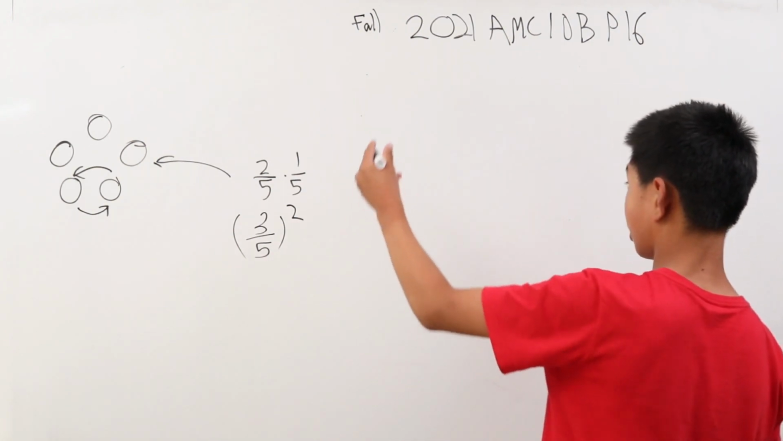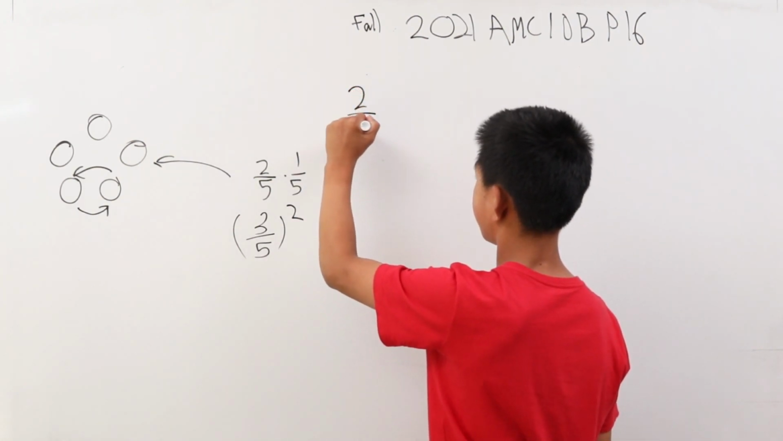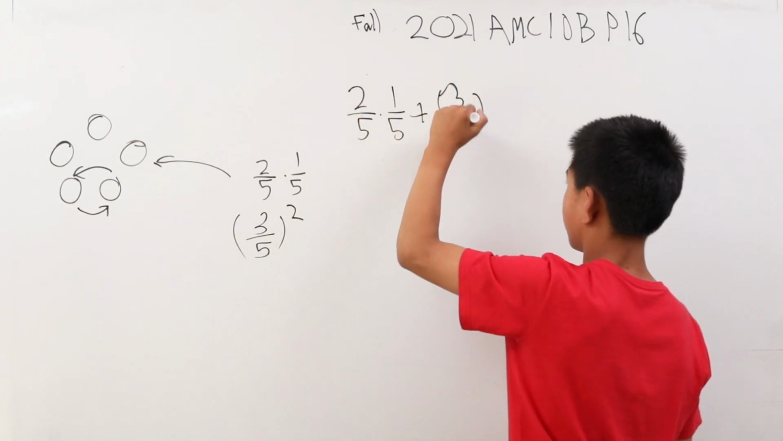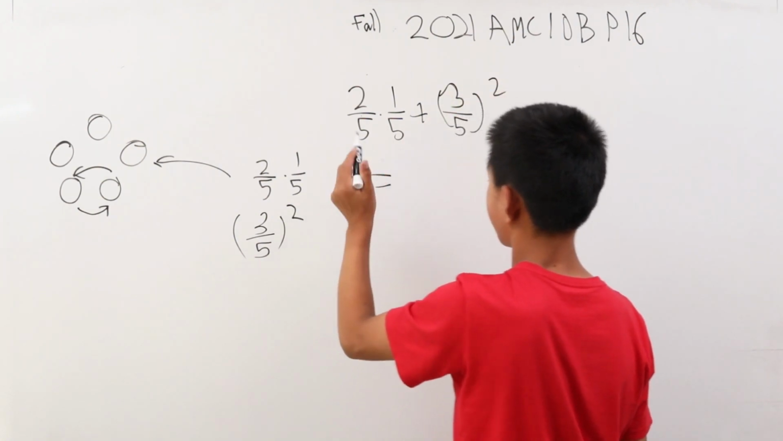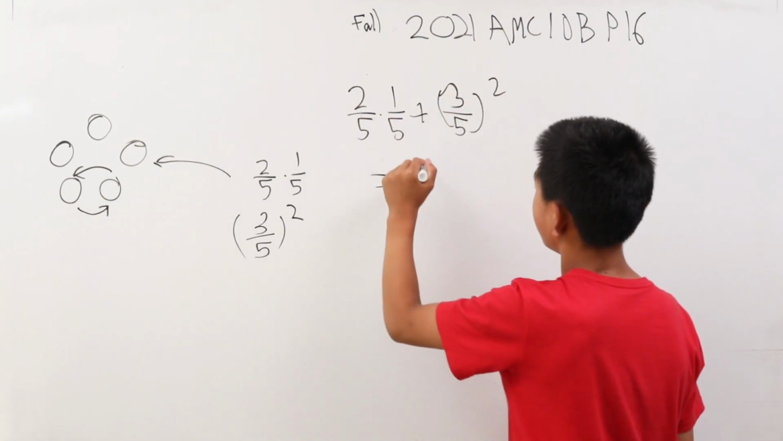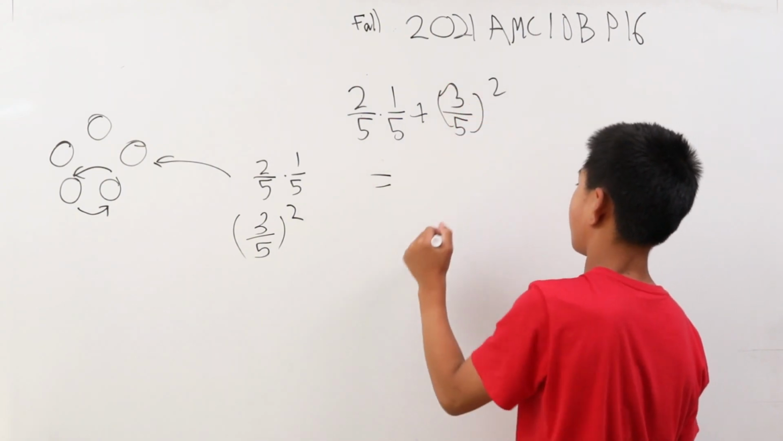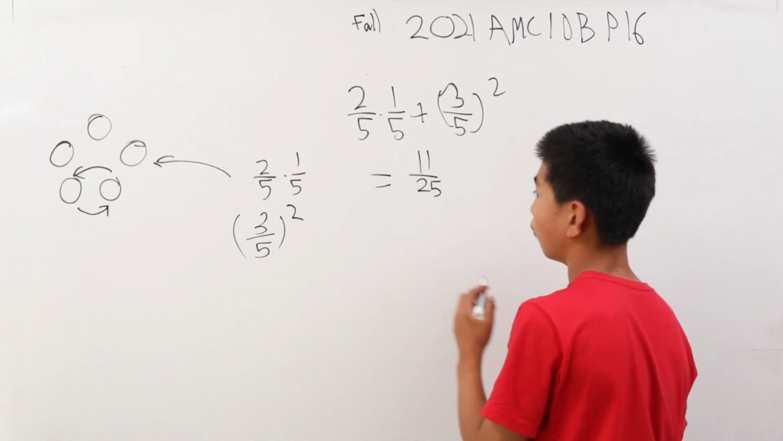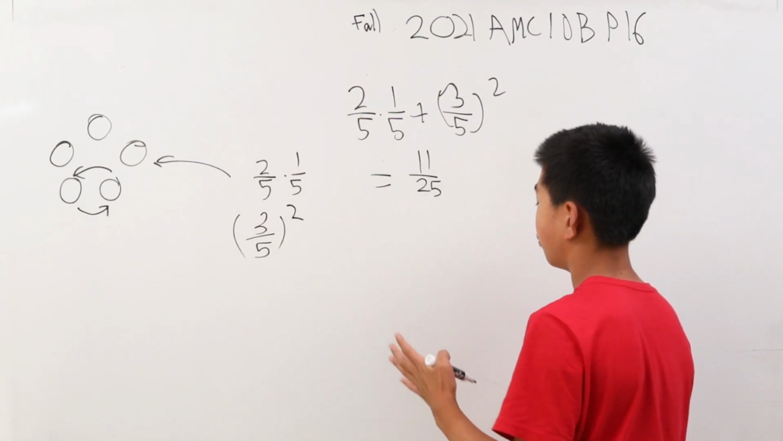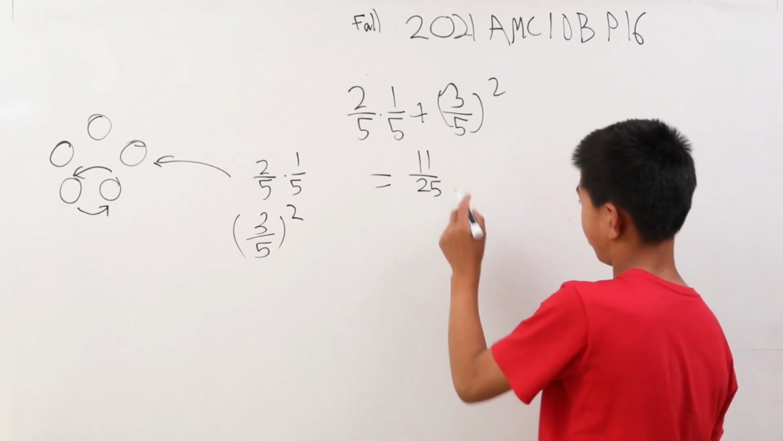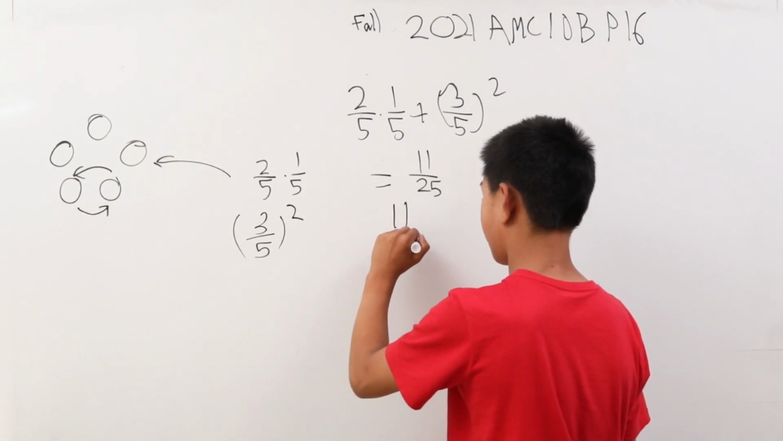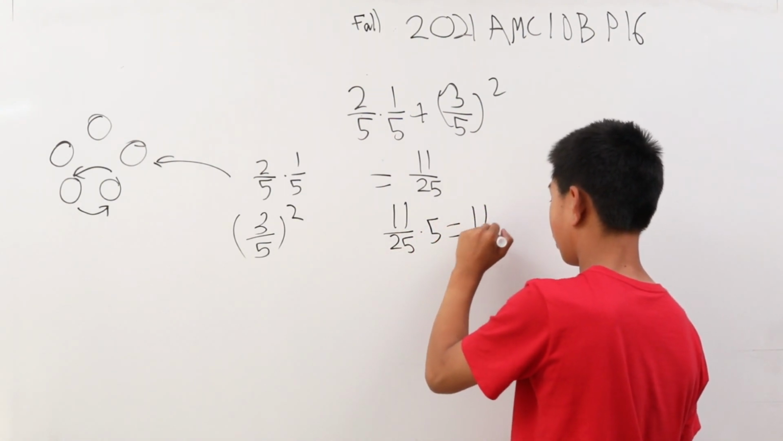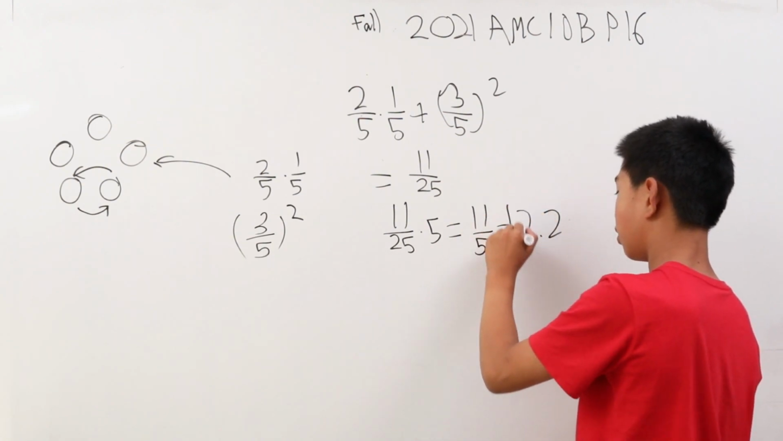Okay, we have our 2 numbers, and we have to add them. 2/5 times 1/5 plus (3/5) squared. This is going to give us 2/25 plus 9/25, which is 11/25. That's the probability for 1 ball. There are still 4 more, 5 balls in total. So 11/25 times 5 will give us 11/5, or 2.2, our answer.